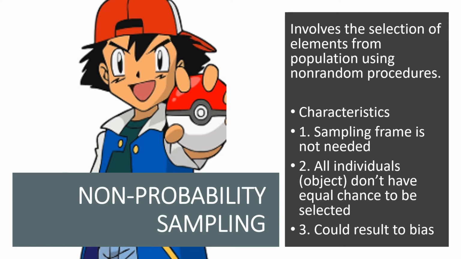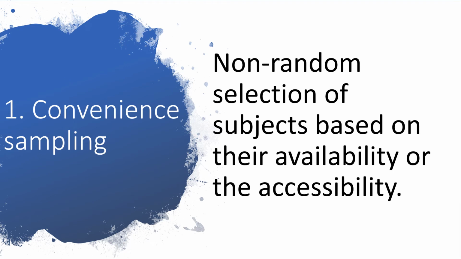The common techniques under non-probability sampling are the convenience sampling, purposive sampling, snowball sampling, quota sampling, and consecutive sampling. The first is convenience sampling. Here, it simply includes the individuals who happen to be most accessible to the researcher. This is an easy and inexpensive way to gather initial data, but there is no way to tell if the sample is representative of the population, so it can't produce generalizable results.